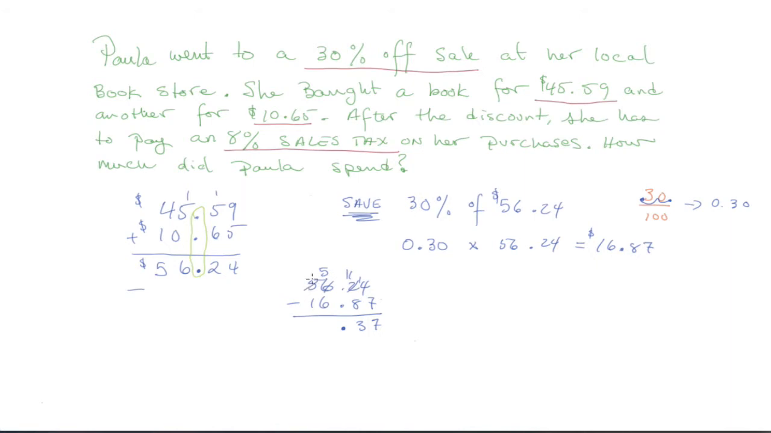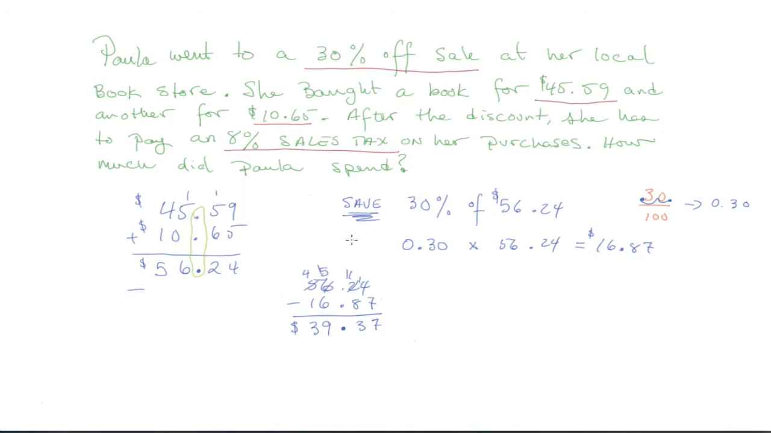6 and 5 you can't, so you borrow from the 5. It becomes a 4, and this is 15. And there's a 9 here now. So 4, take away 1, that's 3. So the final price after you take away what she's saving is $39.37. So this is what she's paying if she doesn't have to pay a tax.